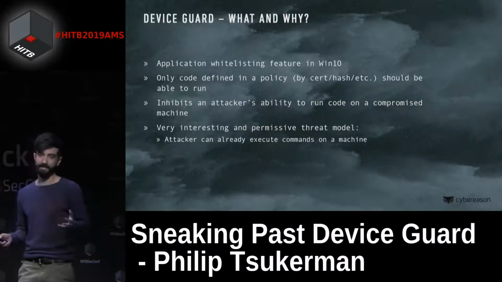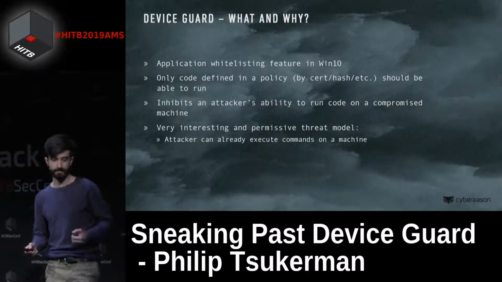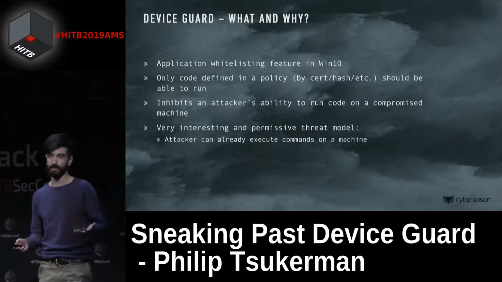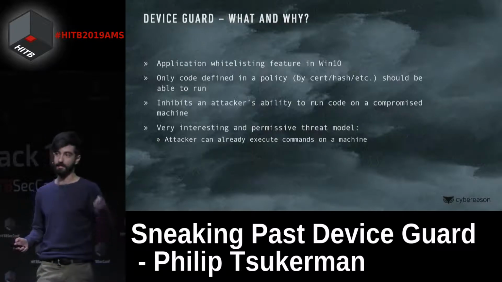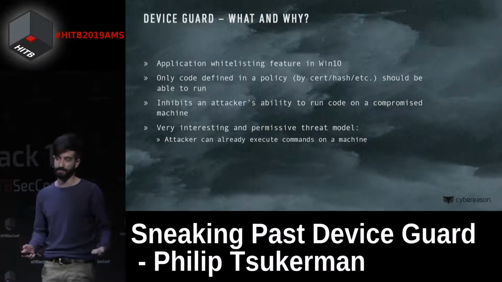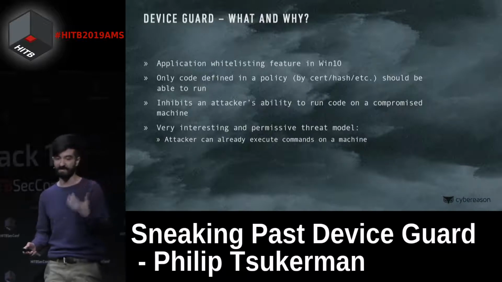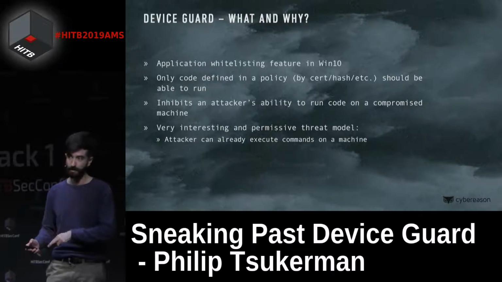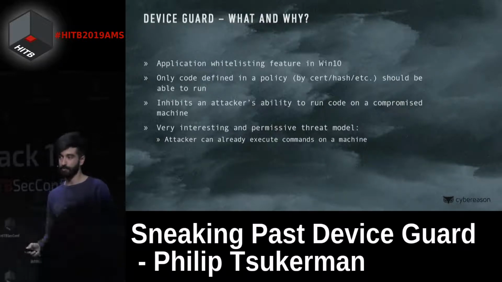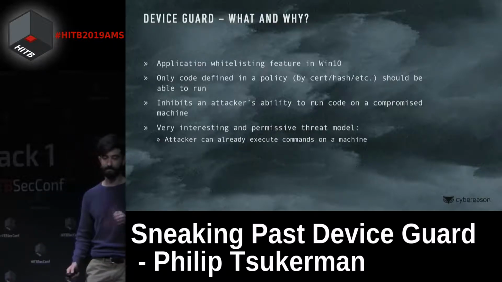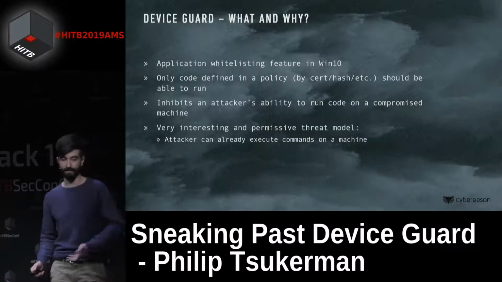Now, as an application whitelisting feature, what it does is allow only code that is defined by a specific policy to run on the machine. This policy contains rules such as specific certificates or hashes or even file names, and says that if a piece of code does not comply with this policy, it will be rejected by default and not be able to run. Such a feature actually inhibits an attacker's ability to run arbitrary code on a compromised machine.